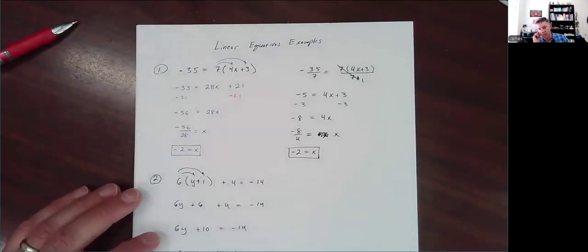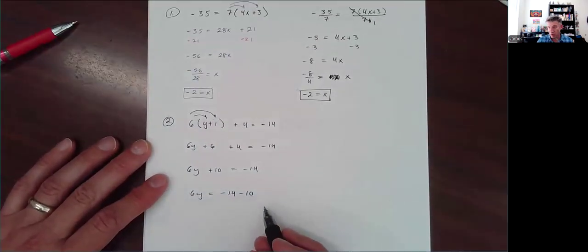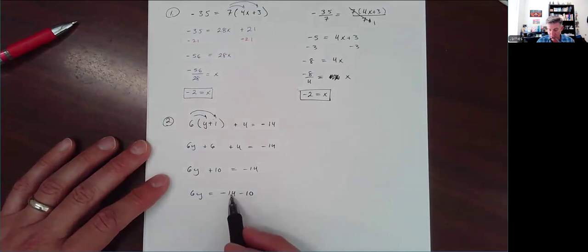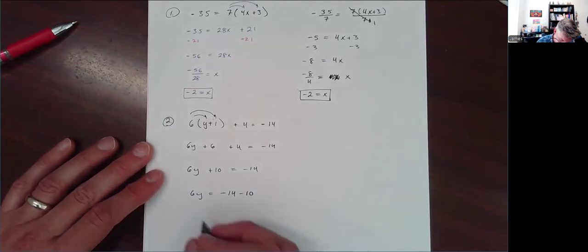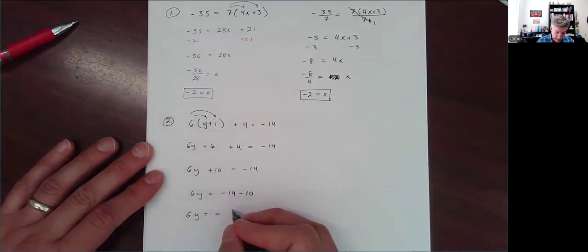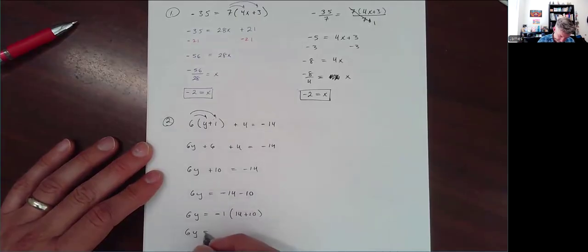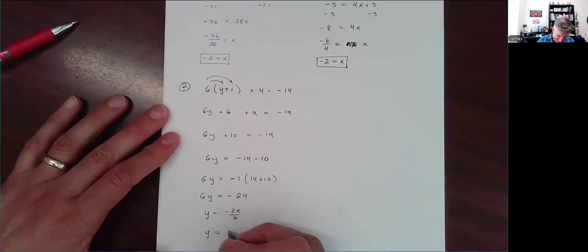6y equals -14 minus 10. When you have a negative number minus another number, it's going to get more negative. So it's kind of like having 14 plus 10. In fact, if you really wanted to, you can write this as 6y equals negative, and factor it out, 1 times (14 plus 10). Oh yeah, that's 24. So 6y equals -24. So y is equal to -24 divided by 6. So y is equal to -4.